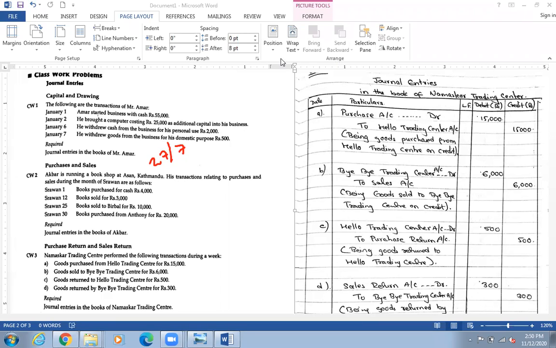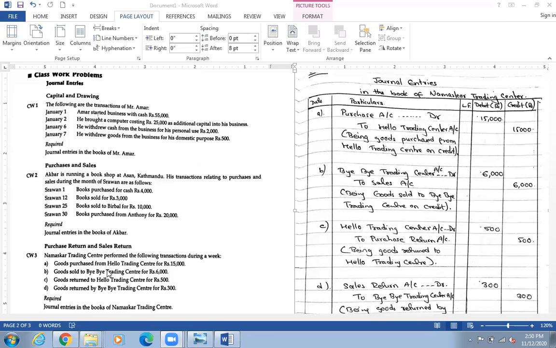हेरौँ त अब के गर्ने अब. So goods purchased from Hello Trading Center. Okay, so Hello Trading Center is the party. So goods purchased from Hello Trading Center. That means purchase लाई माथि लेखौं, Hello Center लाई तल लेखौं. Cash भएको भए cash account लेख्नु पर्छ, to cash account DR लेख्नु पर्थ्यो. But here there is 'to Hello Trading Center' because it is done on credit. Credit मा लगेको रहेछ, बाकीमा लगेको छ. Cash भनेर दिएको छैन, कम्पनीको नाम दिएको छ.